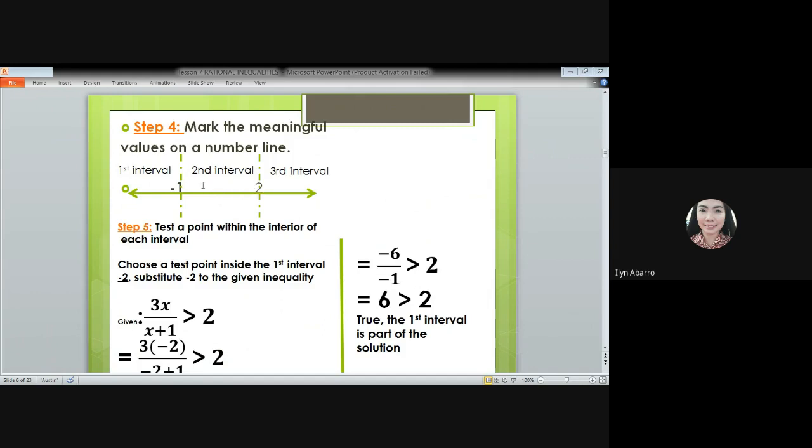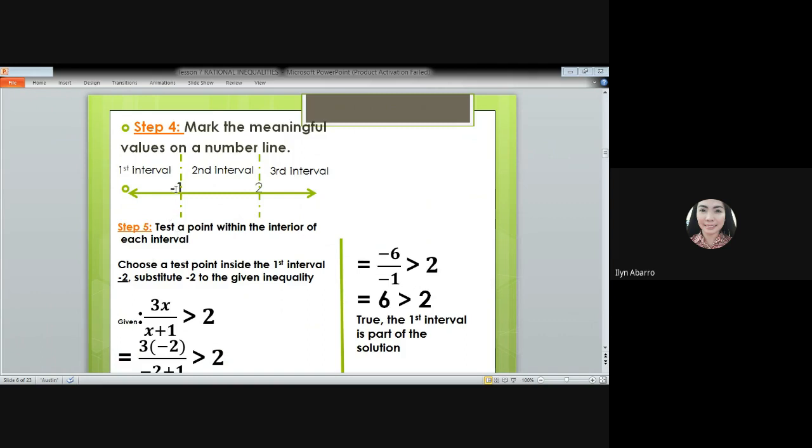Okay, so most probably the whole numbers here are 0 and +1. And then the third interval is those numbers greater than 2, from 2 to positive infinity. Okay, so step 5, test a point within the interior of each interval.